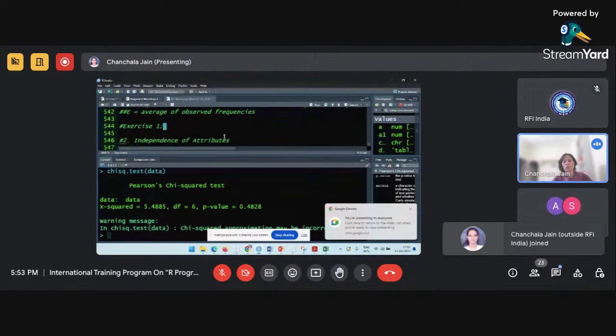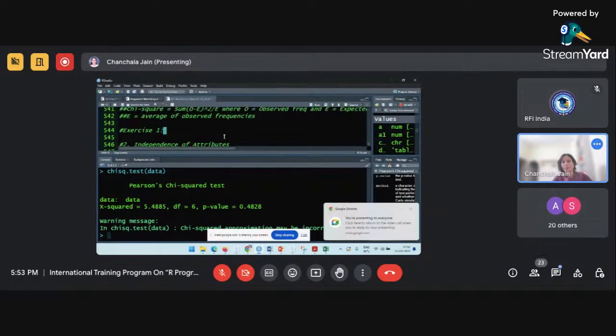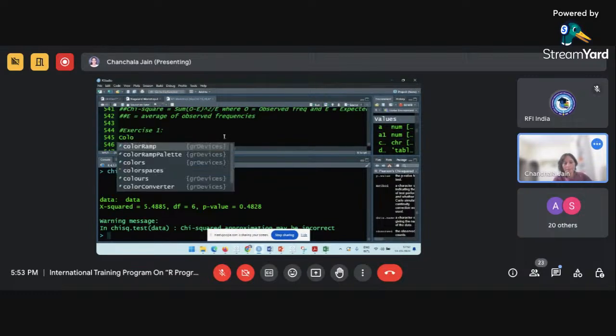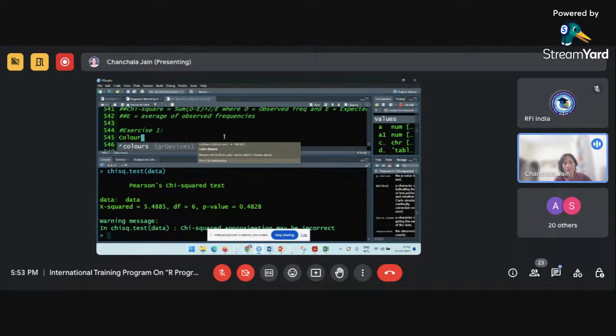So I was talking about the first exercise. I explained the situation. Now we need to see the expected count. Suppose I am writing colors here. You need to check firstly what colors the company wants to launch. Suppose the company is doing a survey on these colors.